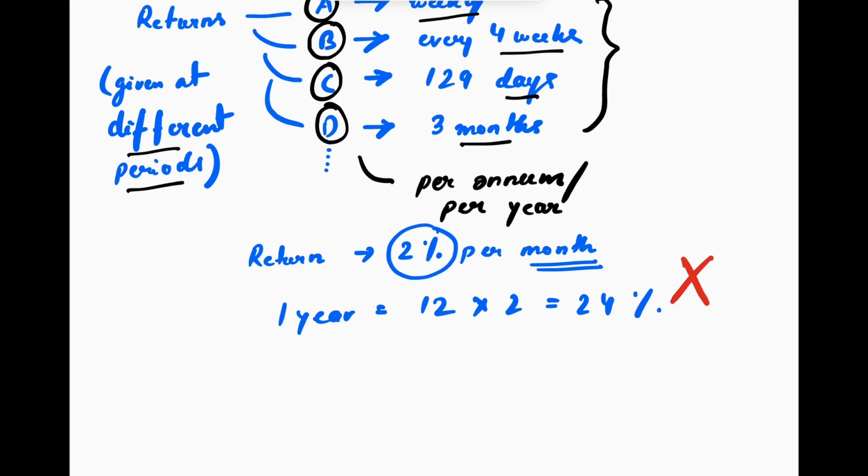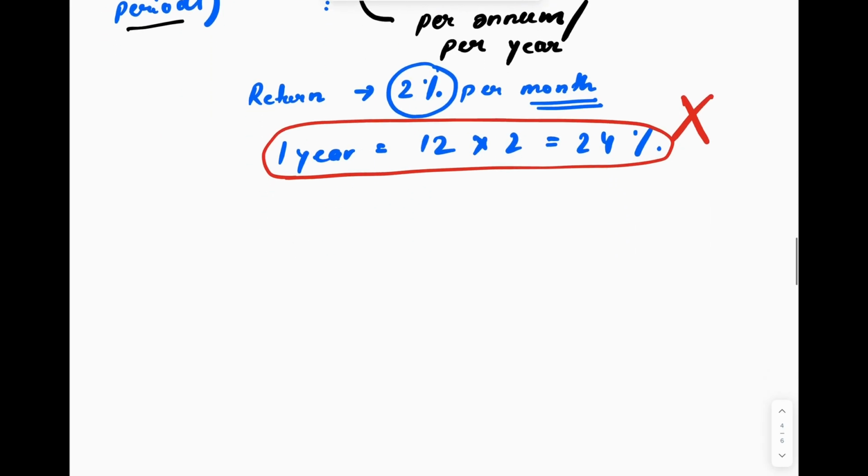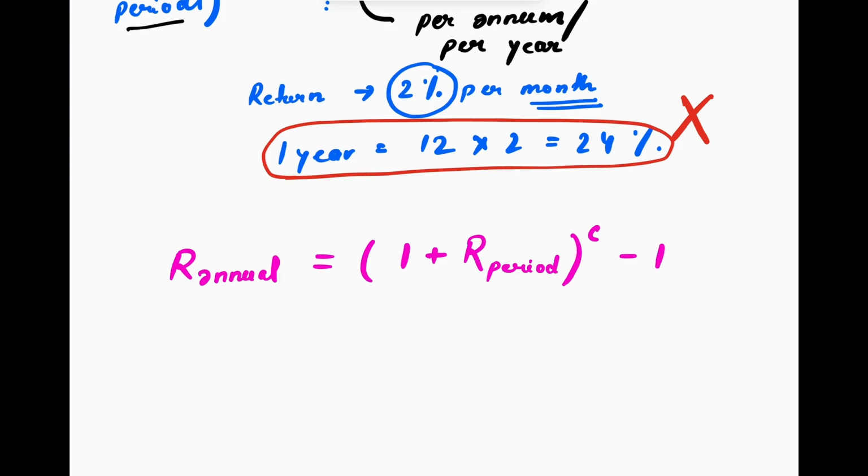I'm telling you this so that you do not fall for such a trap, because this particular formula is wrong, as there is a concept of compounding. You have to take care of compounding. All right, hope it makes sense. So what is the formula? Let me write the formula. You want to annualize the return, and this is the result you'll be getting. The formula is (1 + R_period)^C - 1. I'll explain it to you.